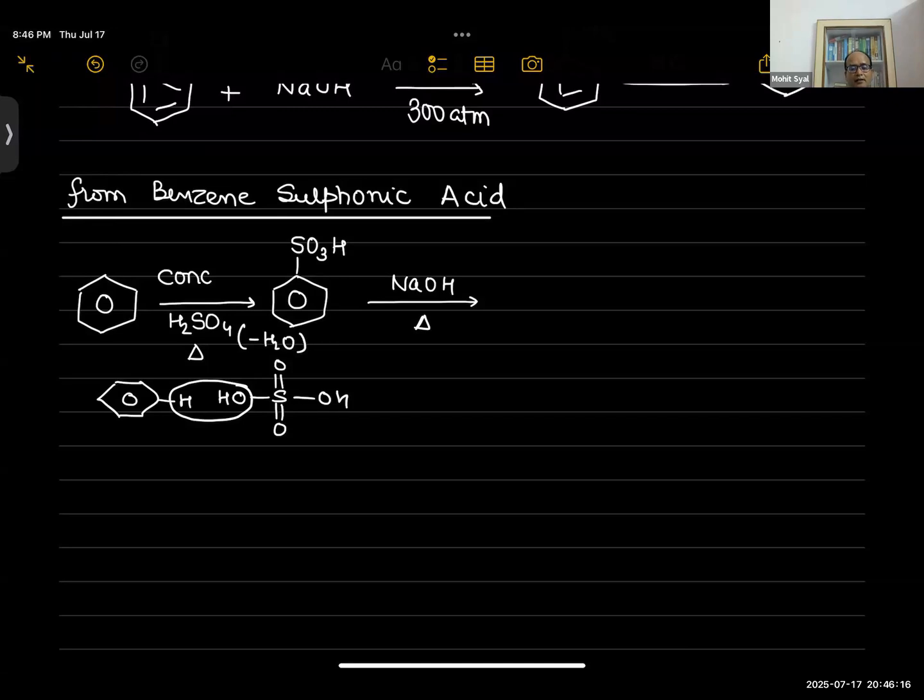This concentrated H2SO4 and SO3 is also known as oleum, right? This one. Aisha has already given the answer. I've seen it just now, oleum, and the formula is H2S2O7. Okay, it's two sulfuric acid with water removed. Okay.